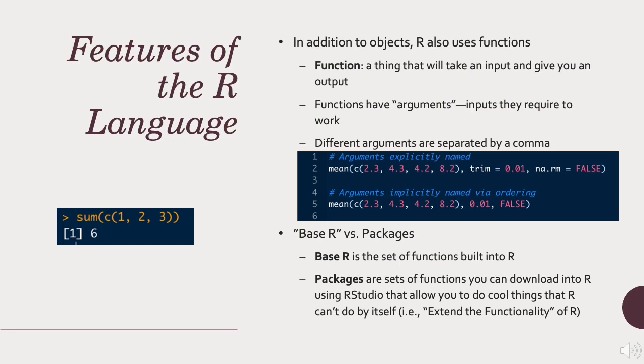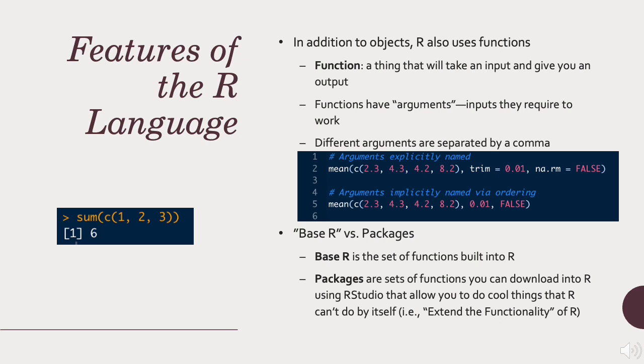In addition to objects, R also uses functions, and functions are just a thing that takes an input and gives you some kind of output. Functions have what are called arguments. That's what you call the inputs that are required to work. Different arguments are separated by commas in R. There are two different ways that you can write arguments in R.